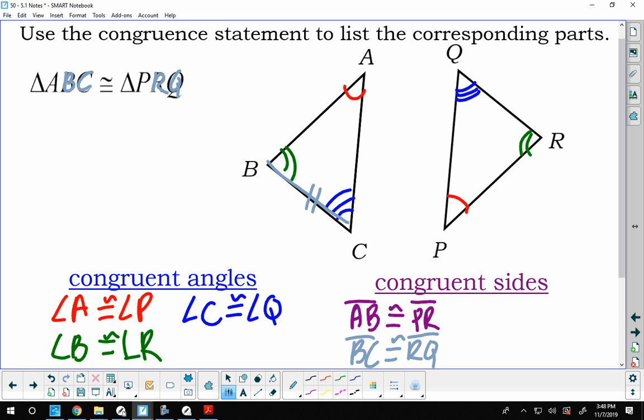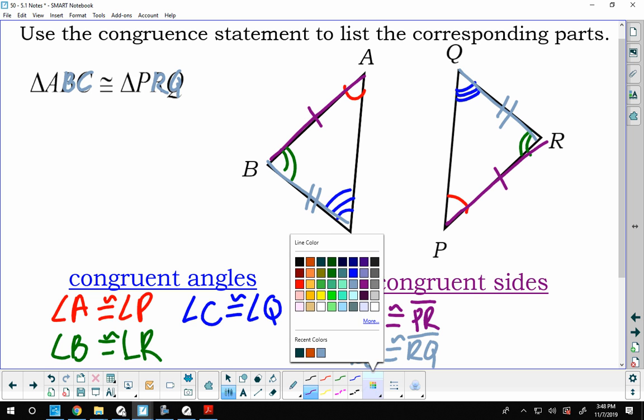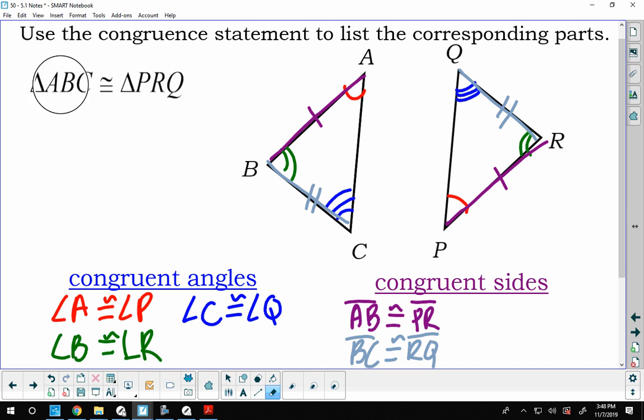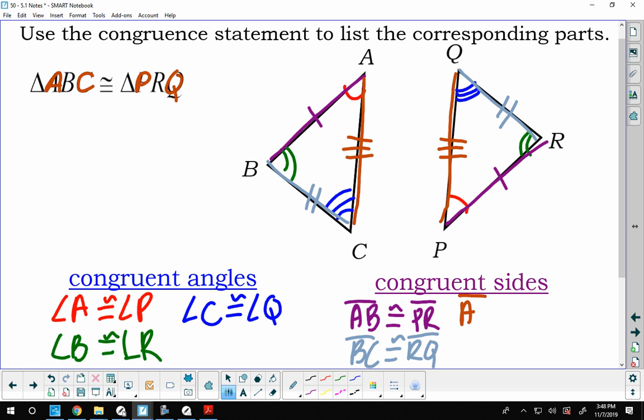And I forgot to mark the first one in our picture, so I'll go back and do that. We said that AB was congruent to PR. All right, and our third side, let's look at the first and third letters. So side AC is congruent to side PQ. And we're done. So using your congruent statement is much easier than using the picture.